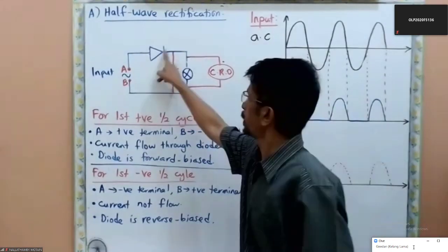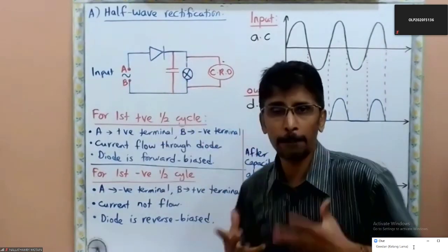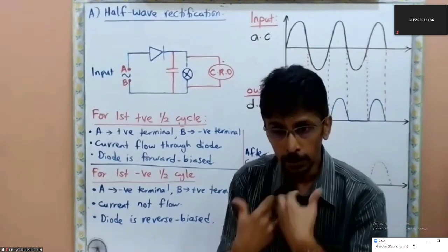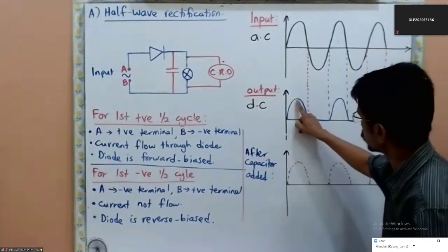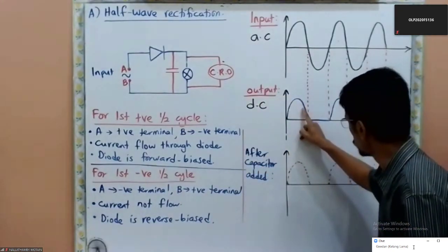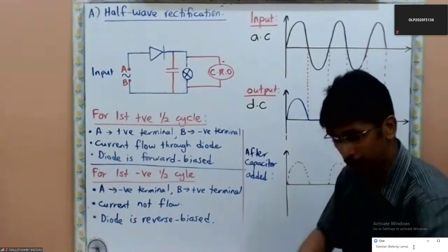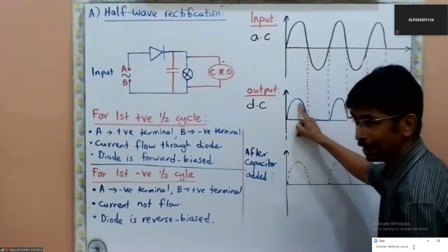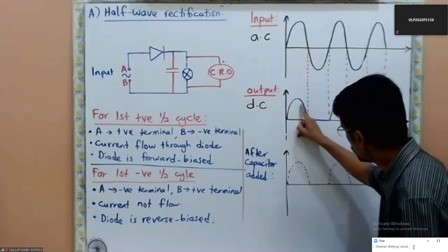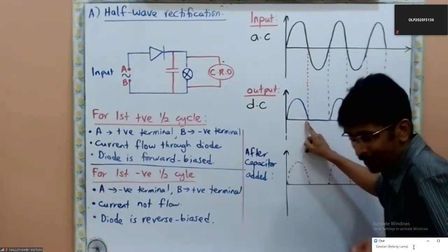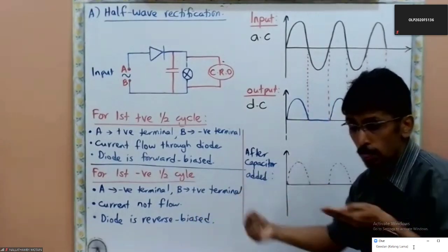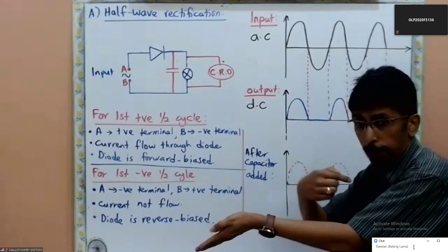When the current is flowing through the diode, that time the capacitor will charge, will keep the charge. When the current starts to drop, that time the capacitor will release charge. When it releases charge, it won't let the current go back to zero. So when it releases charges, current will flow.